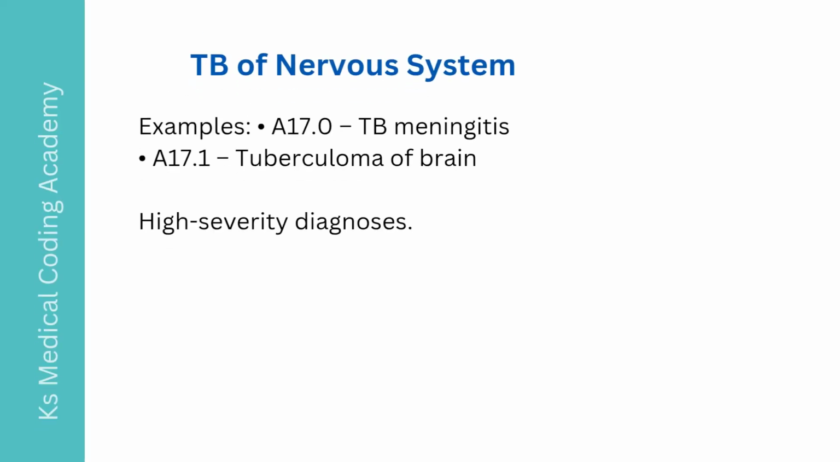TB of the nervous system. Tuberculosis of the nervous system includes serious conditions such as TB meningitis and tuberculoma of the brain. These are coded from category A17 and represent high-severity diagnoses.